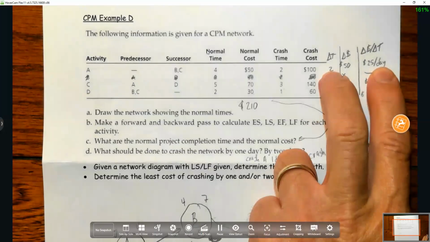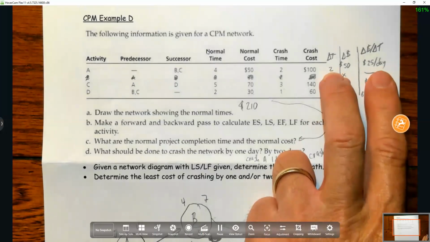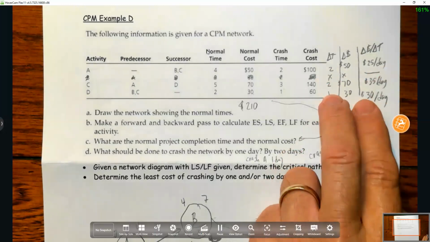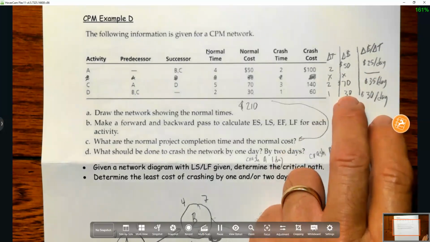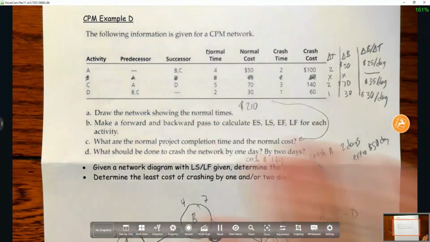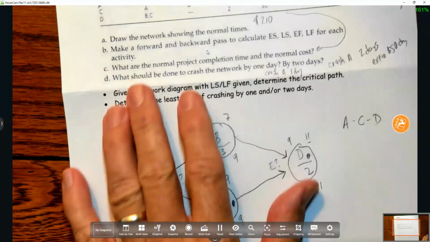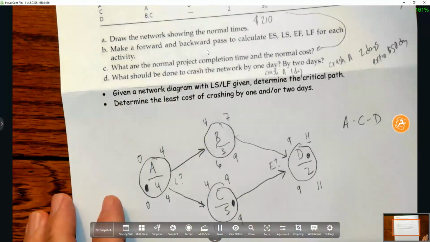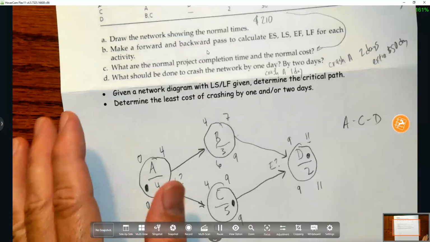If I was going to crash it 3 days, there's more problems with crashing it 3 days, but if I was crashing it 3 days, I would have to choose this one to crash because it would be the second cheapest. There's a few more problems with that approach because of the way this is structured, but don't worry about that for right now. There'll be an example where you can see that in a subsequent week.